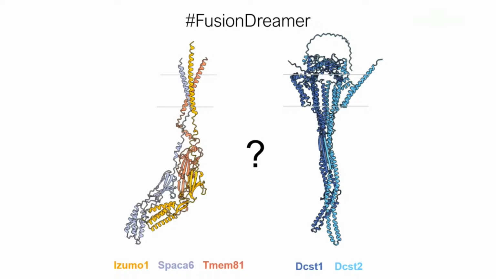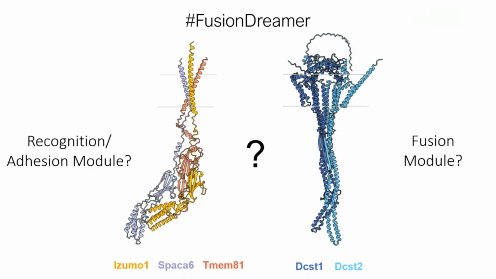And so at the moment, we are more like fusion dreamers. As I say, we don't yet know how it works. What we think might be happening is that this trimeric complex that we've been studying so far might be the recognition adhesion module, while this one might maybe trigger the fusion process. And that is where we basically have a lot of hand waving and a lot of question marks.